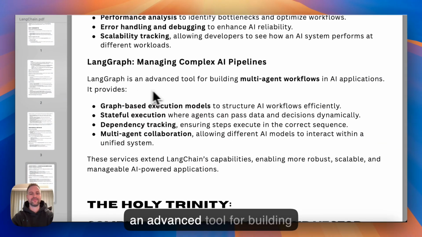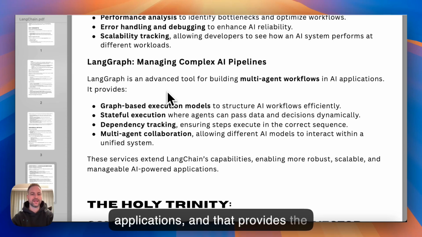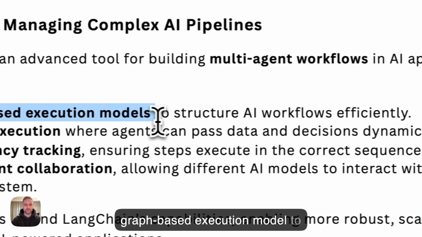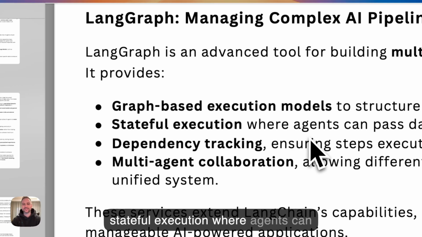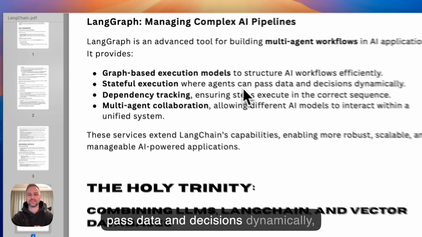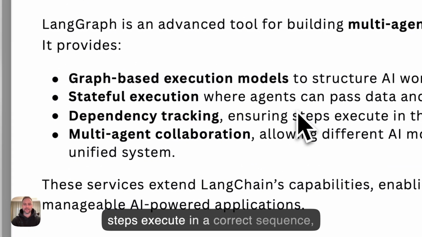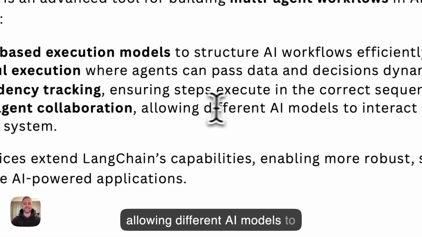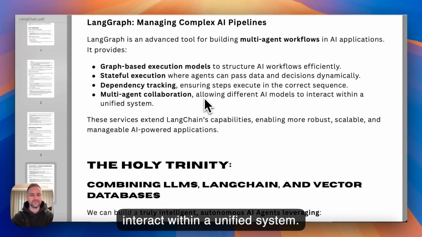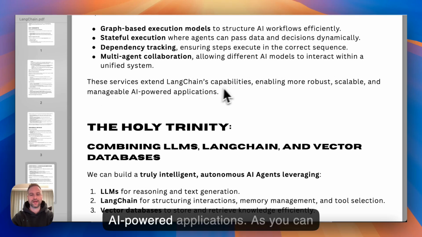LangGraph is an advanced tool for building multi-agent workflows in AI applications, and it provides a graph-based execution model to structure AI workflows efficiently, stateful execution where agents can pass data and decisions dynamically, dependency tracking, ensuring steps execute in the correct sequence, and multi-agent collaboration, allowing different AI models to interact within a unified system. So these services extend LangChain's capabilities, enabling more robust, scalable, and manageable AI-powered applications.